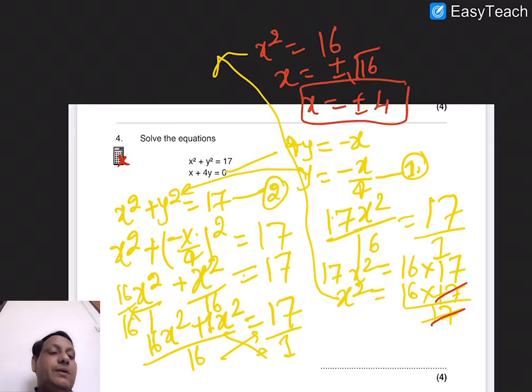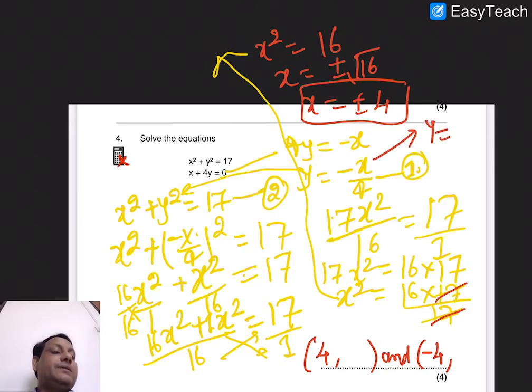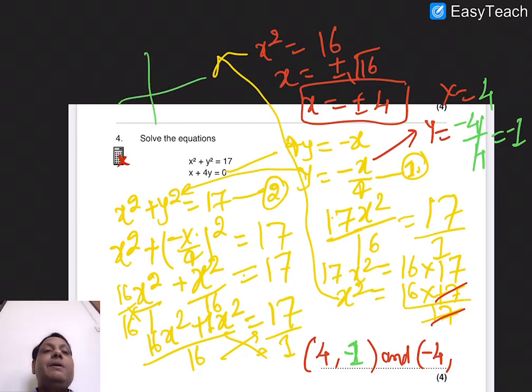So two solutions we got here: one is equal to plus 4, and the second is minus 4. These two values will be put in this equation to find the value of y. If x is equal to plus 4, y is minus 4 over 4, the 4 got cancelled, so minus 1. This is minus 1. What I told you in the diagram, if you remember, it was something like that, and the line was cutting here.